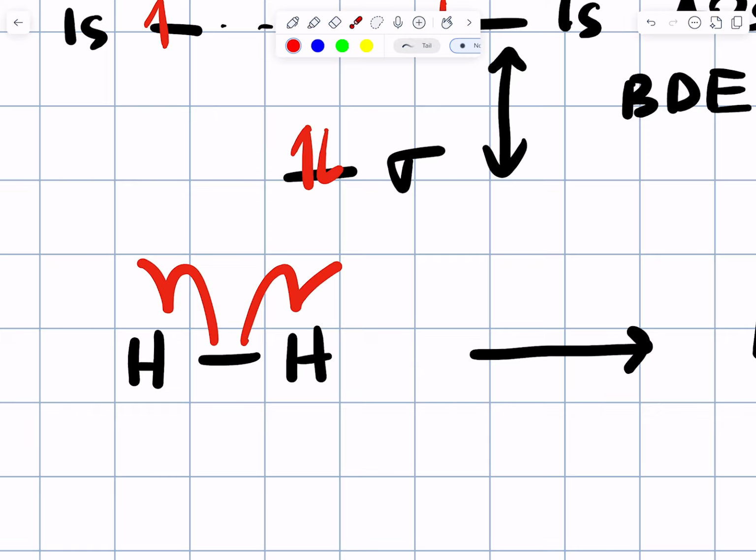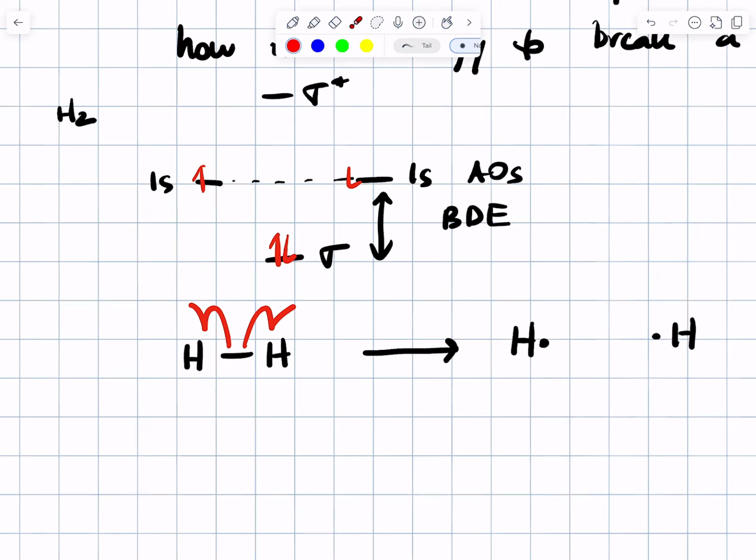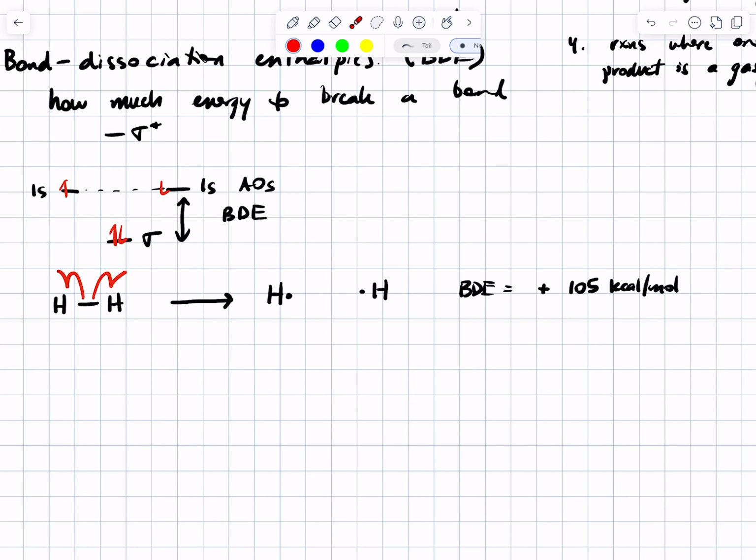Notice that bond dissociation enthalpies are always positive because breaking bonds requires energy. This maybe allows us to push back on something you may have learned, which was true but only from a certain point of view. Thank you, Obi-Wan Kenobi.